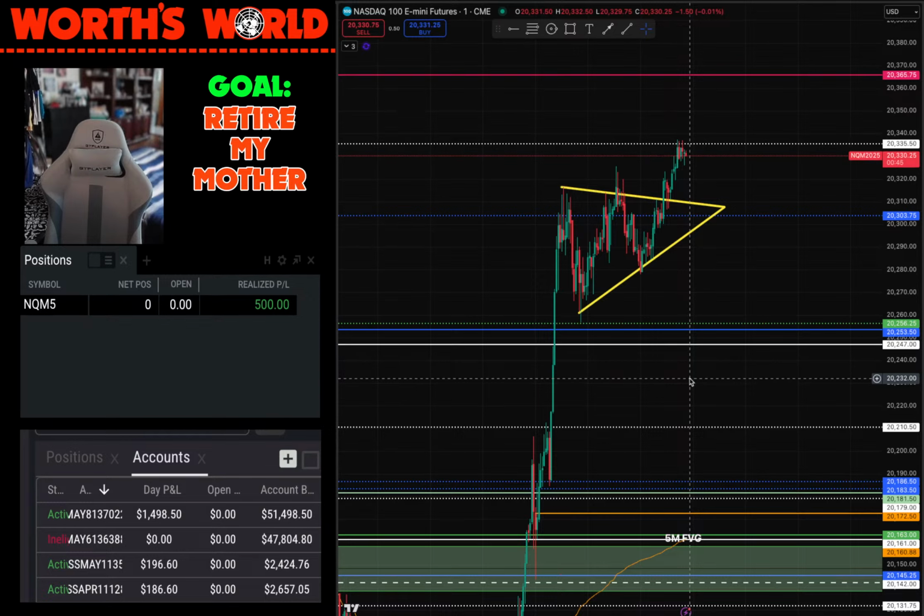Should I add more lots though? I kind of want to trim out at this blue line, 30 points to the downside. I'm in 15.